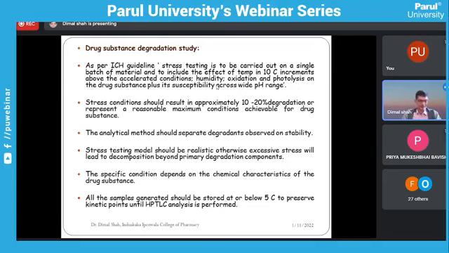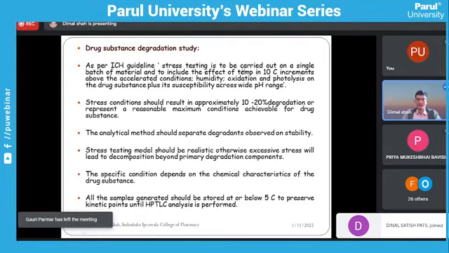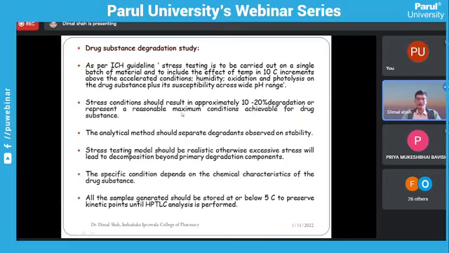Fine. Different scientists, different analysts have tried in a different way. There are many books which have been written on how to perform forced degradation studies. There are many articles available on how to perform a stress degradation study. But if we look at the basic concept, what ICH wants to say is we should carry out stress studies in such a way that your stressed condition produces at least 10 to 20% of degradation, or it represents a reasonable maximum condition achievable for the drug substance.